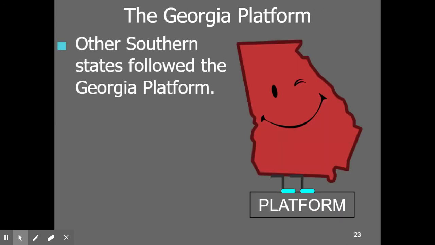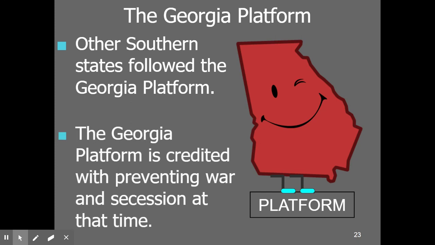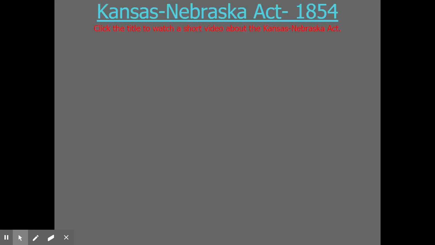was what the other Southern states ended up following as well. The other Southern states were also debating whether or not to ratify the Compromise of 1850. And so they ended up following the Georgia Platform as well. And the Georgia Platform is basically credited with saving the Union in 1850, because if this had not been something that Georgia and the other Southern states could agree upon, then it's absolutely possible that secession and the war would have started in 1850 instead of starting in the 1860s.